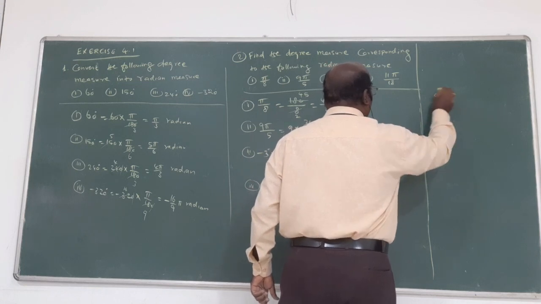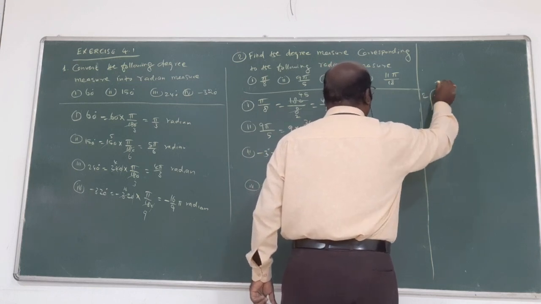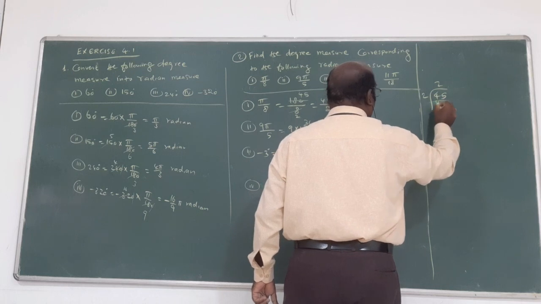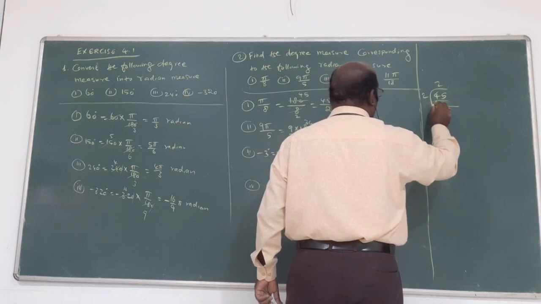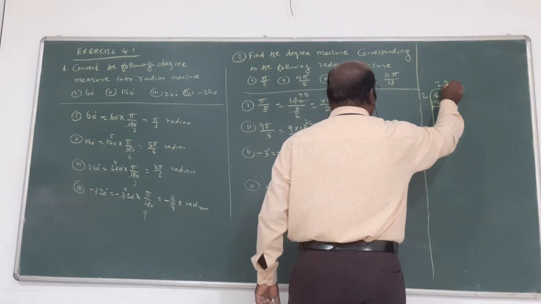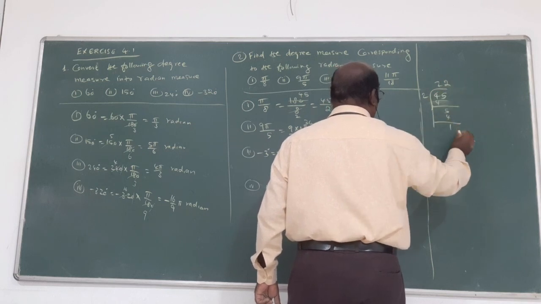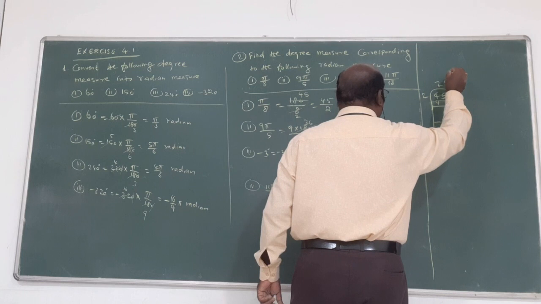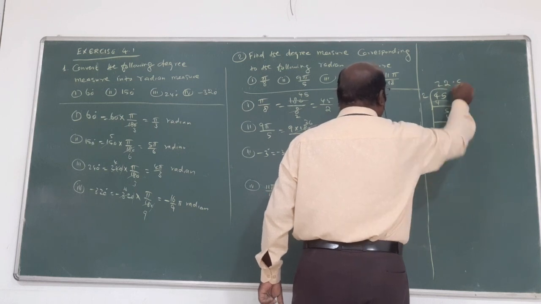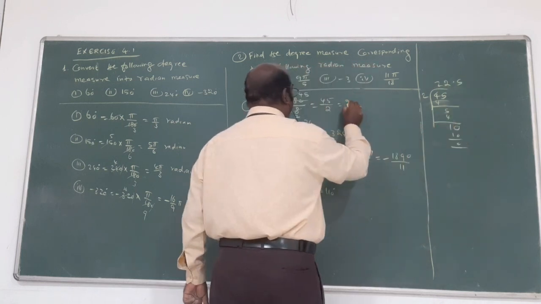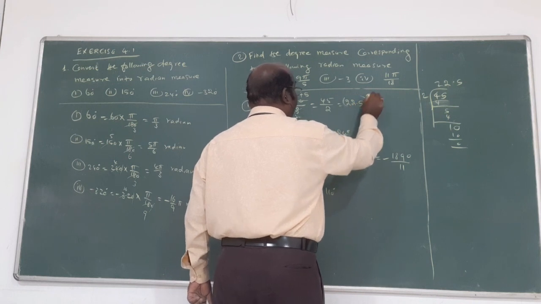Am I right? That means what? How much time? 2 times 4. Next is what? 5. How much time? 2 times. What? 4 times. 1 is what? 0. 1. How much time? 5 times. Am I correct? This is why you want to write 22.5 degree.